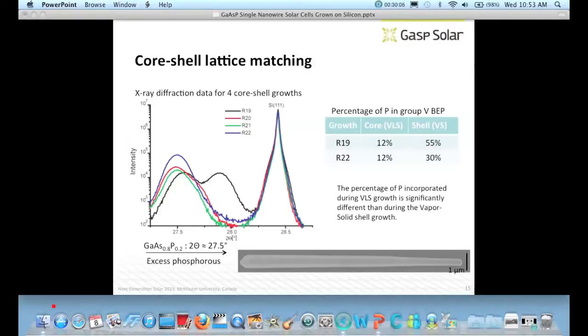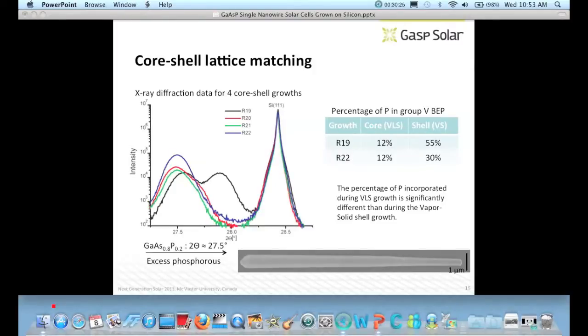And these are X-ray diffraction data. Basically you can see a peak from the silicon crystal lattice size, and then the black curve here, you see two other peaks. One is from the core nanowire growth, and one is from the shell around it. So this is completely non-lattice-matched core-shell growth.